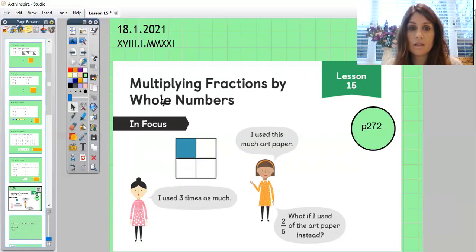So multiplying fractions by whole numbers. Now another word for whole numbers is integers, so we might come across that word as well. So multiplying fractions by an integer or a whole number is our focus today.